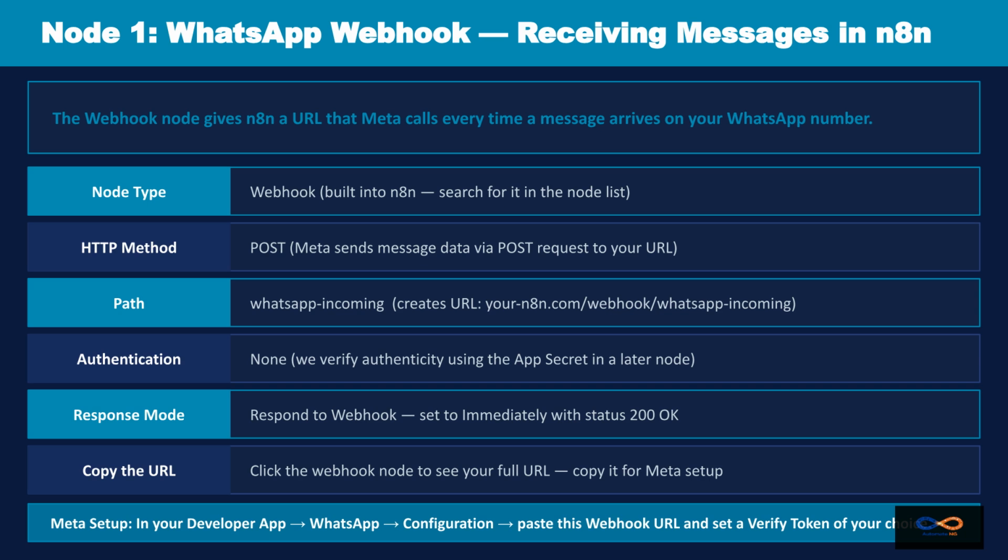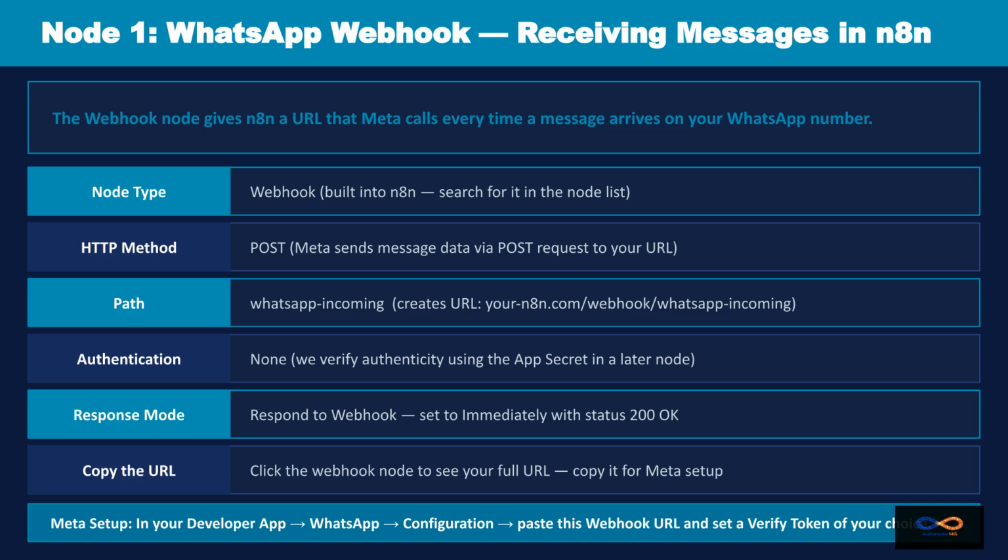Configure it as a post webhook with the path WhatsApp incoming. Copy the full URL it generates. You will paste this into the Meta developer portal under WhatsApp configuration. Set a verify token of your choice, paste it in both Meta and your n8n webhook settings, and click verify. Once verified, every WhatsApp message your number receives will trigger this node automatically. Node 1 is receiving messages.